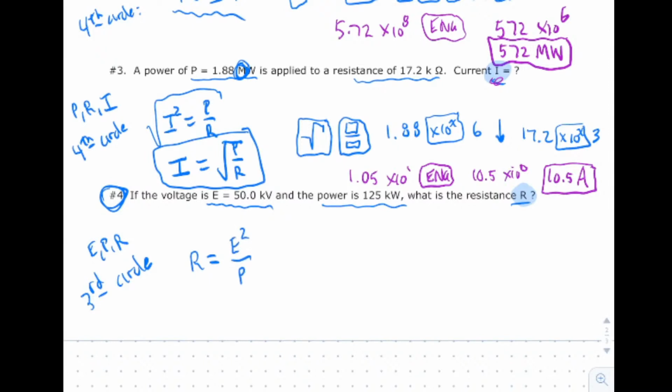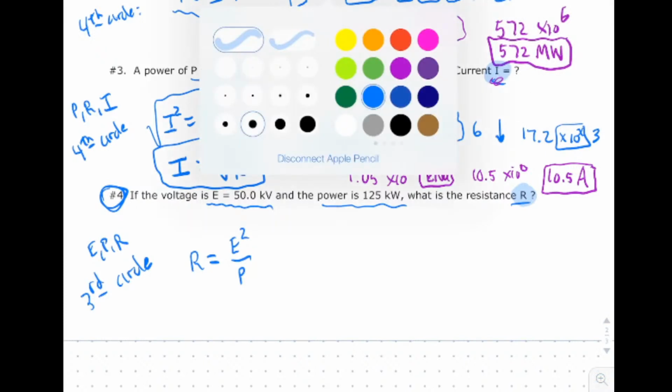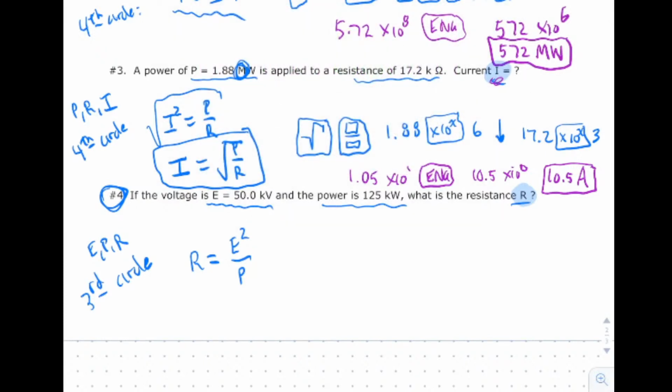Now, you don't want to get too reflexive here and go taking square roots. We don't have to take square roots. We don't? No, we don't. And the reason we don't is because I'm solving for R, and the R is not squared. So I'm fine. I'm going to actually square the E inside my formula. That's what I'm going to do.